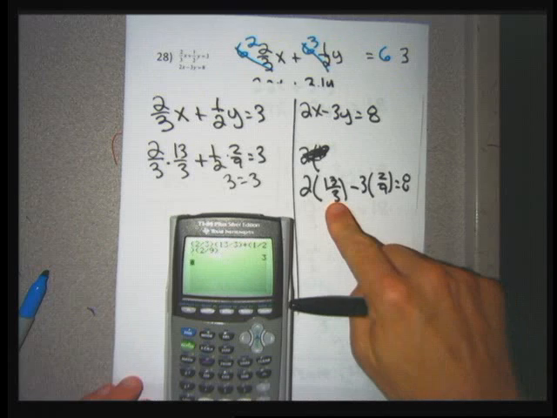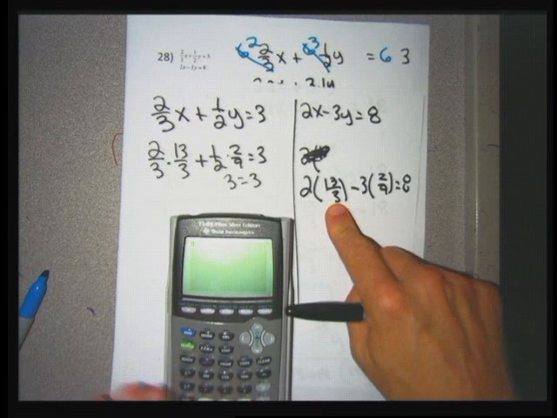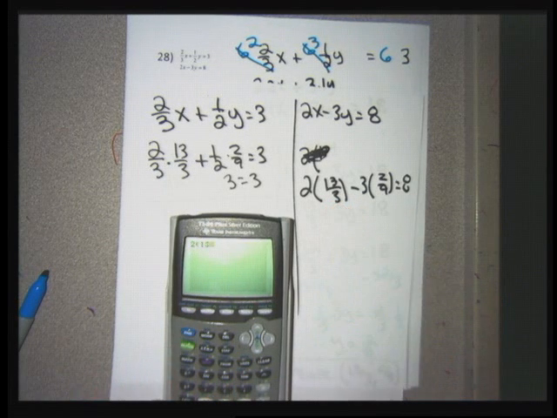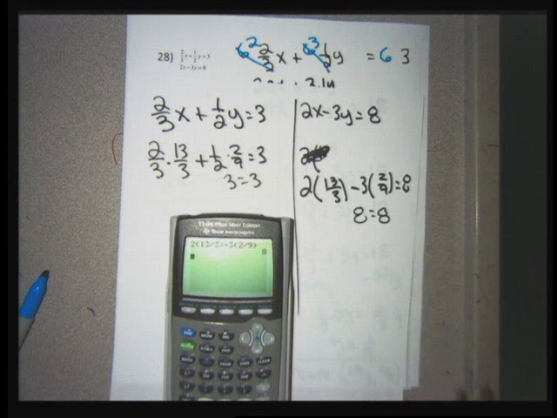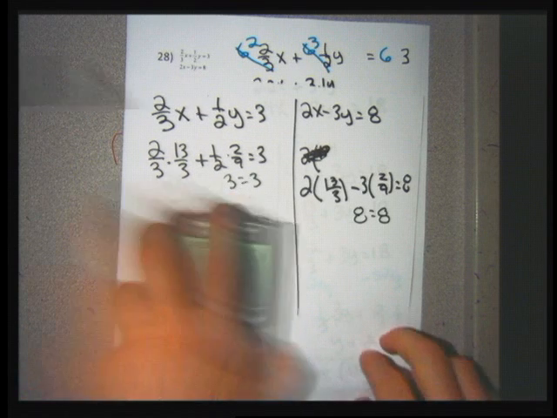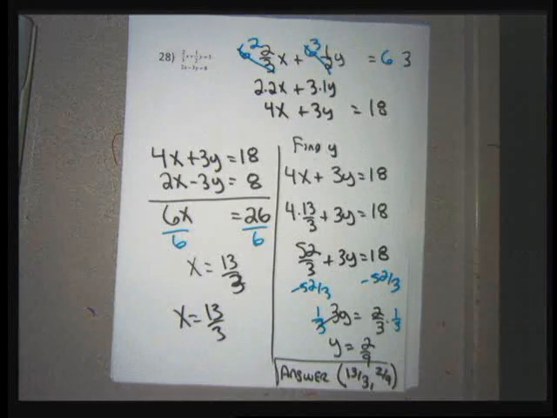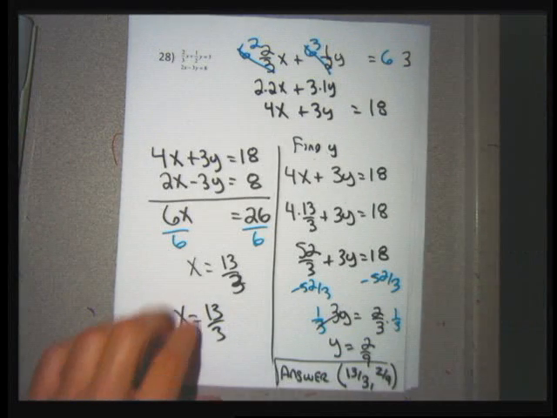And similarly, 2 times 13 over 3 minus 3 times 2/9 has to be 8. This one's easier to enter. I'm going to go 2 parentheses 13 divided by 3 minus 3 parentheses 2 divided by 9. When I hit enter, I get 8 equals 8. Because when I plug that ugly fraction into the top and the bottom equation, I got true statements, I have a real solution. And that answer that I thought was right, 13 over 3 comma 2 over 9, is in fact the right answer.